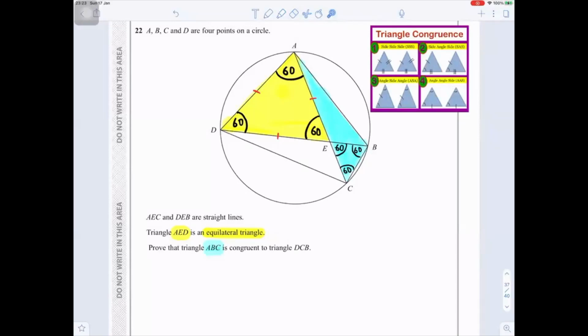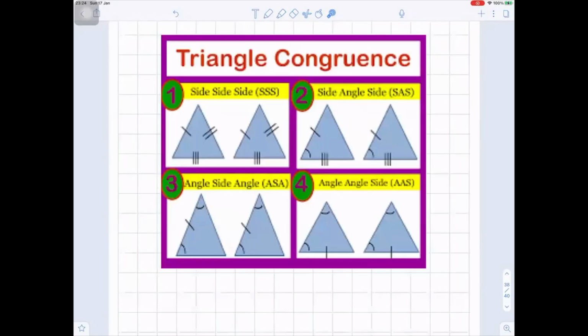A, B, C, and D are 4 points on a circle. AEC and DEB are straight lines. Triangle AED is an equilateral triangle. Prove that the triangle ABC is congruent to triangle DCB. So these are some of the things you look for when you want to compare if two triangles are congruent.